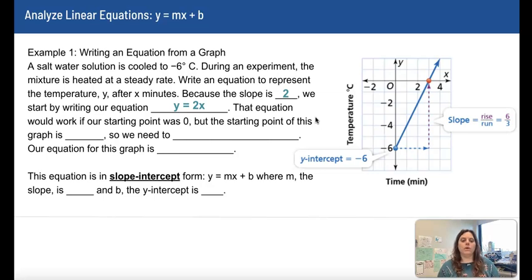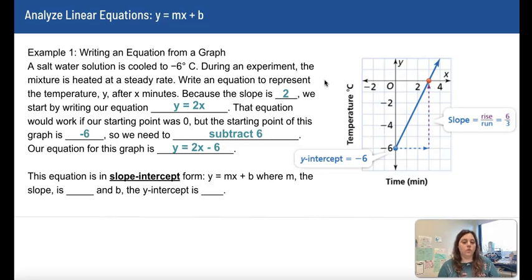Now that equation would work if our starting point was 0. But the starting point of this graph is actually -6, the y-intercept. So in this case, we need to take that y equals 2x and subtract 6 to bring it down. So our equation we're going to write is simply that, y equals 2x minus 6.